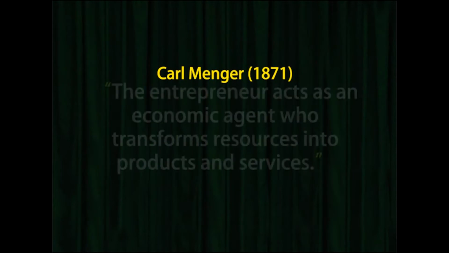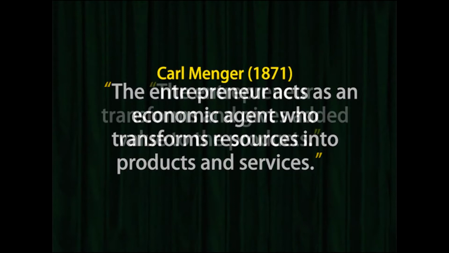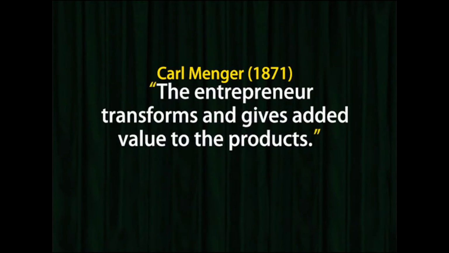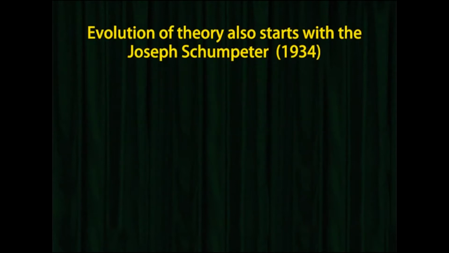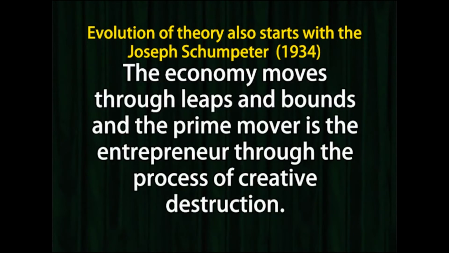According to Carl Menger, in 1871, the entrepreneur acts as an economic agent who transforms resources into products and services. The entrepreneur transforms and gives added value to the products. The evolution of theory also continues with Joseph Schumpeter in 1934, who said that the entrepreneur is an innovator. The economy moves through leaps and bounds, and the prime mover is the entrepreneur through the process of creative destruction.